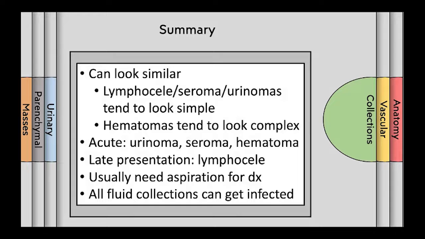So in summary, peritransplant collections can look similar. Lymphoceles, seromas, urinomas tend to look simple, whereas hematomas and abscesses can look complex. Acutely, urinomas, seromas, and hematomas should be considered. However, in late presentation, one should think about a lymphocele. In order to be able to differentiate between them, typically you need to aspirate the fluid. Other thing to remember is that all of these fluid collections can become infected.